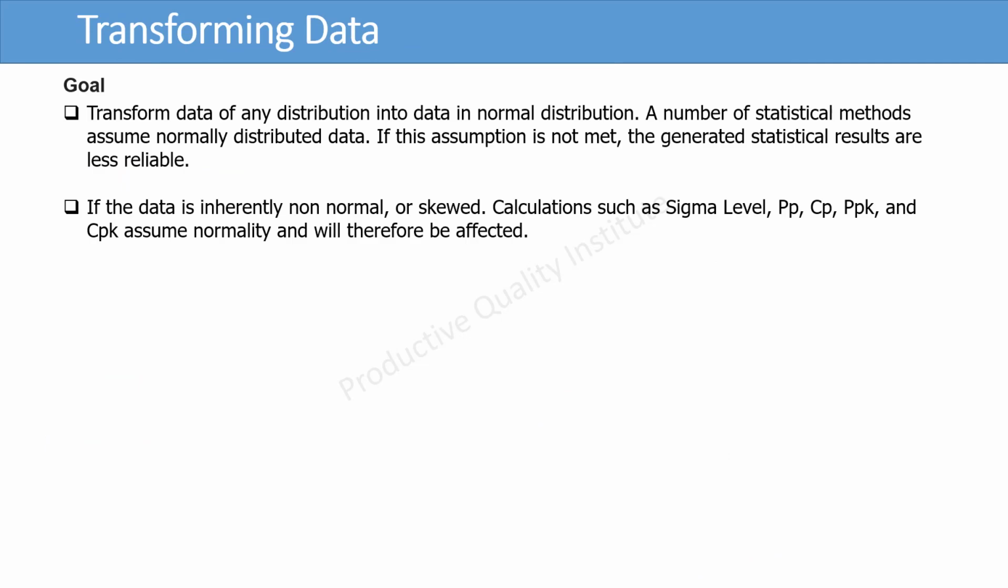The goal of transforming data is to transform data of any distribution into normally distributed data. A number of statistical methods assume normally distributed data. If this assumption is not met, the generated statistical results are less reliable. If the data is inherently non-normal or skewed, calculations such as sigma level, PP, CP, PPK, and CPK assume normality and will therefore be affected.